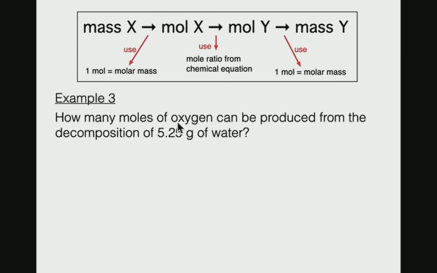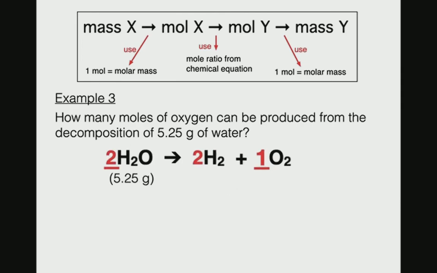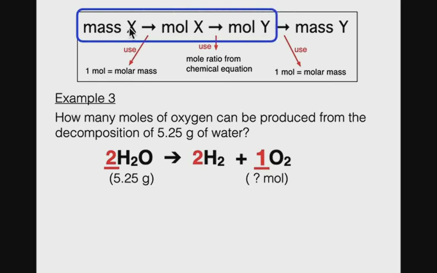How many moles of oxygen can be produced from the decomposition of 5.25 grams of water? Again, we need our balanced equation, and we'll summarize the word problem: the mass of water, and we want to know how many moles of oxygen. In this case, we're given mass of one substance, and we want moles of another substance. So this is all that we need to make the conversion.